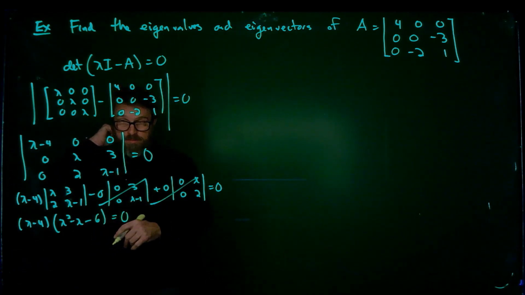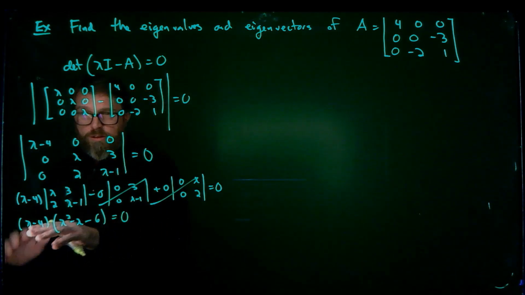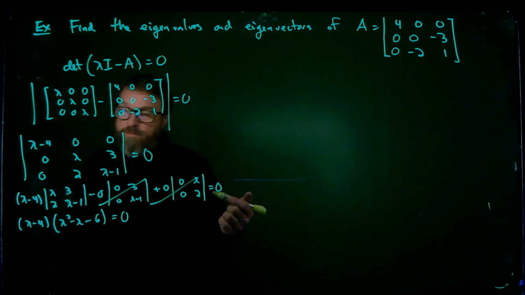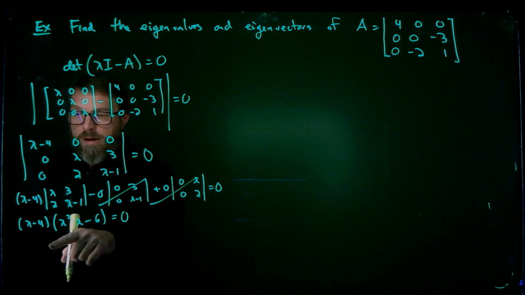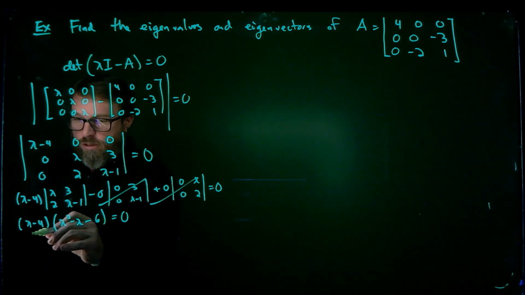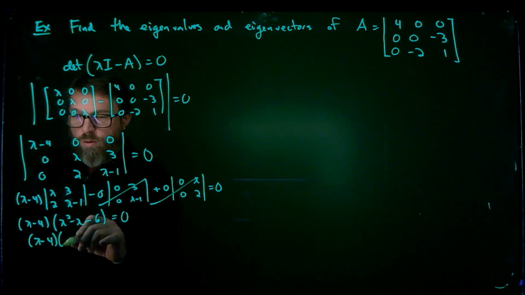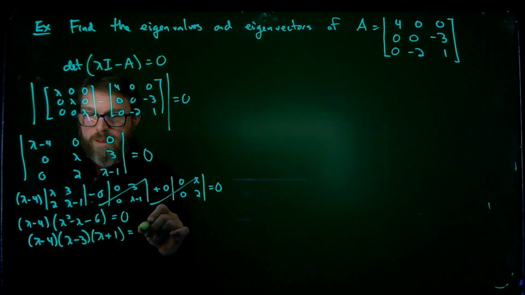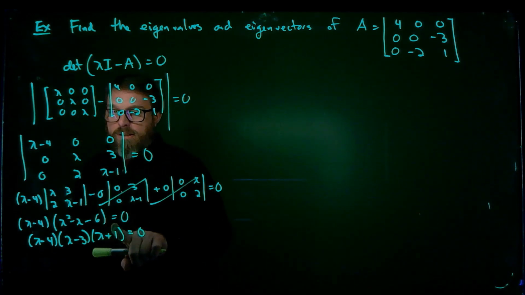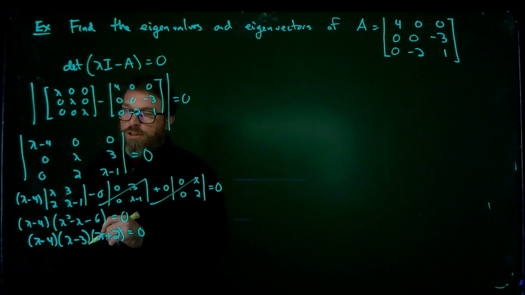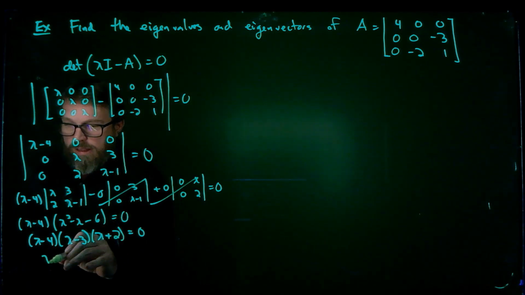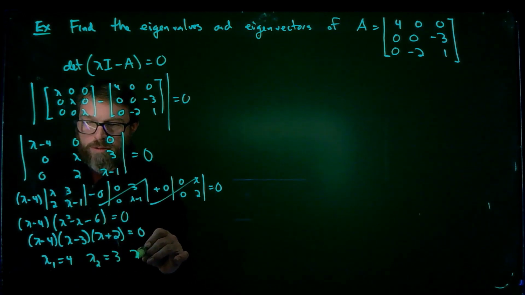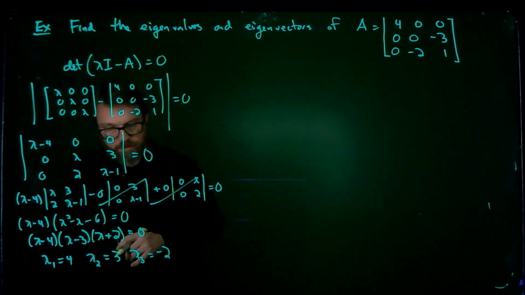And actually, it's already kind of factored for us. Usually, if you had all these things, you'd have to expand them, combine like terms, and then factor that cubic. But I've already got a linear factor here, and I can just pull out this other linear factor. So lambda minus 4, this is lambda minus 3, and this is going to be lambda plus 1 is equal to 0. Okay, so now I have lambda 1, which is going to be 4, lambda 2, which is going to be 3, and then lambda 3, which is going to be equal to negative 2.